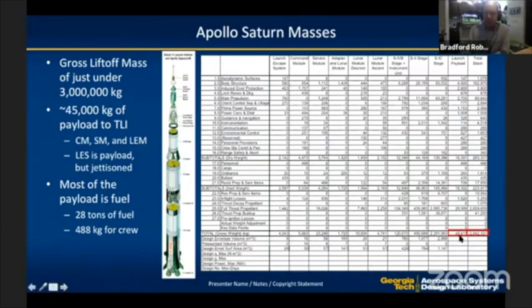The launch payload rated here was 49 tons. And when they say payload, right, that's payload into translunar injection, but it's really 45 tons payload to translunar injection because they consider this 4 tons of the launch escape system to be payload. But in actuality, the command module, service module, adapters, lunar modules, those are all payload to the Saturn V. And of that 45 tons that are launched in the translunar injection, most of that payload is fuel. So of those 45 tons, 28 tons are fuel, and the crew is only rated here at 488 kilograms.